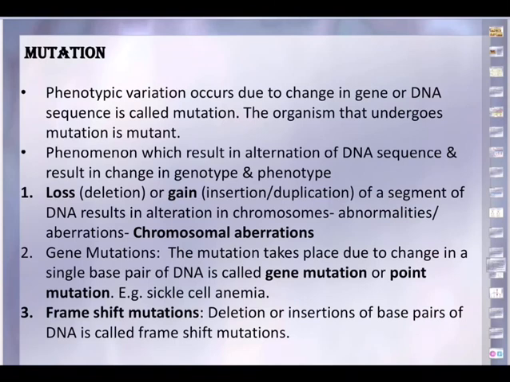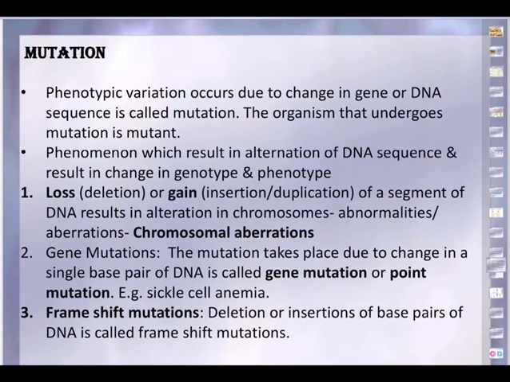So the mutation can be because of deletion, loss, or insertion or duplication of a segment of DNA, resulting in alteration in chromosomes. So it may be abnormalities or aberrations. If part of a chromosome is lost or changed in structure, then we say chromosomal aberrations. And in gene mutations, the mutation takes place due to change in a single base pair of DNA.